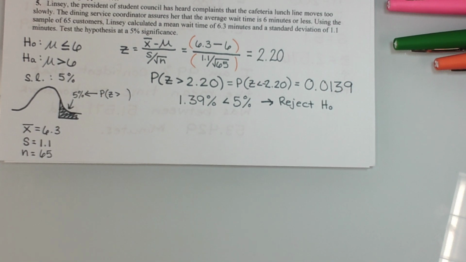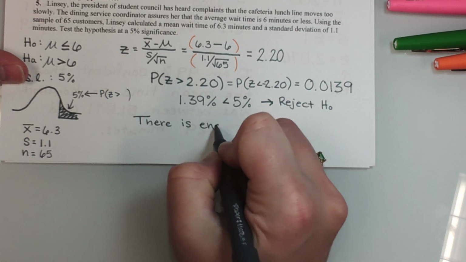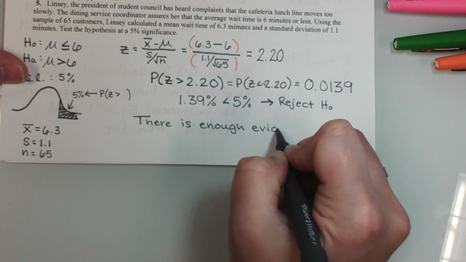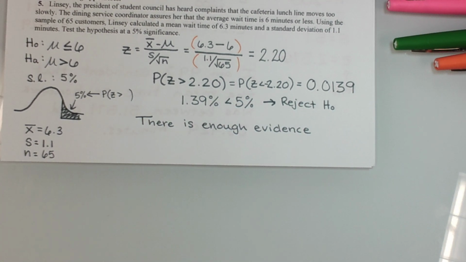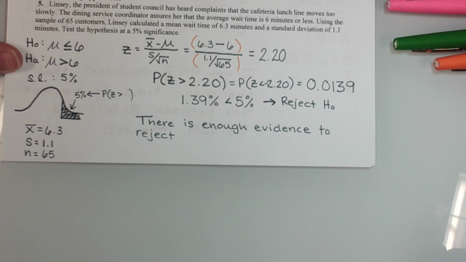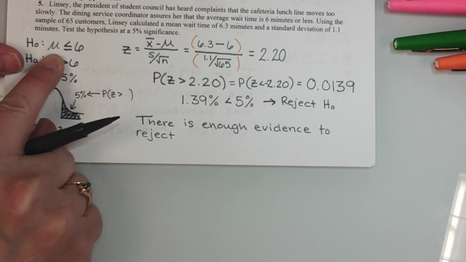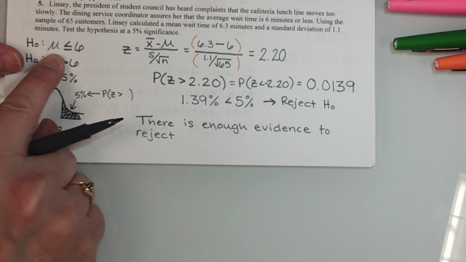So, last thing we do is we conclude. Essentially, you state there is enough evidence. Your claim will always essentially say there is or there is not enough evidence to reject, and then it's just whatever the H sub 0 actually is, but in words. Mu is less than or equal to 6. What was less than or equal to 6? What is it actually measuring? Wait time.